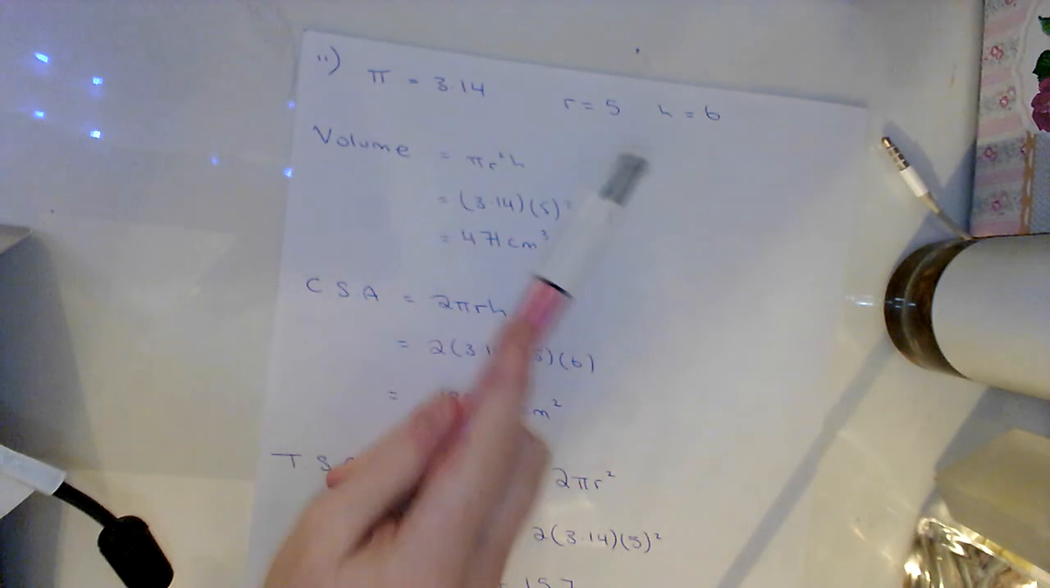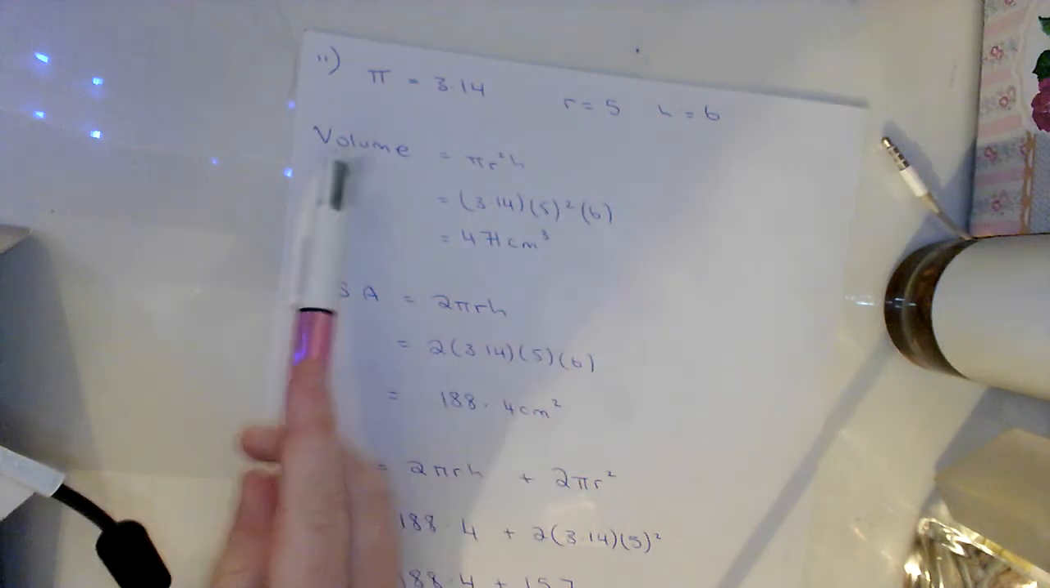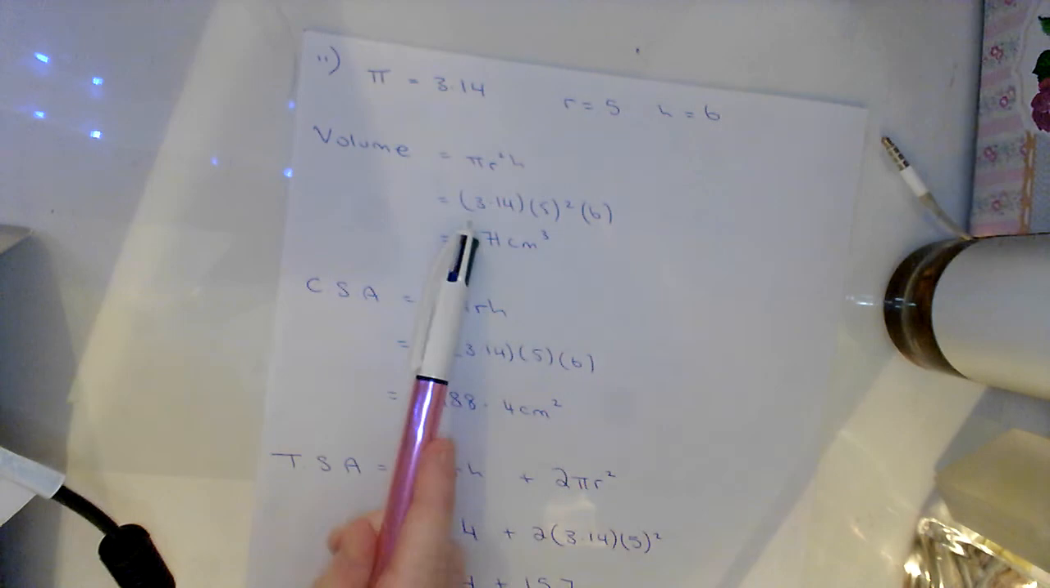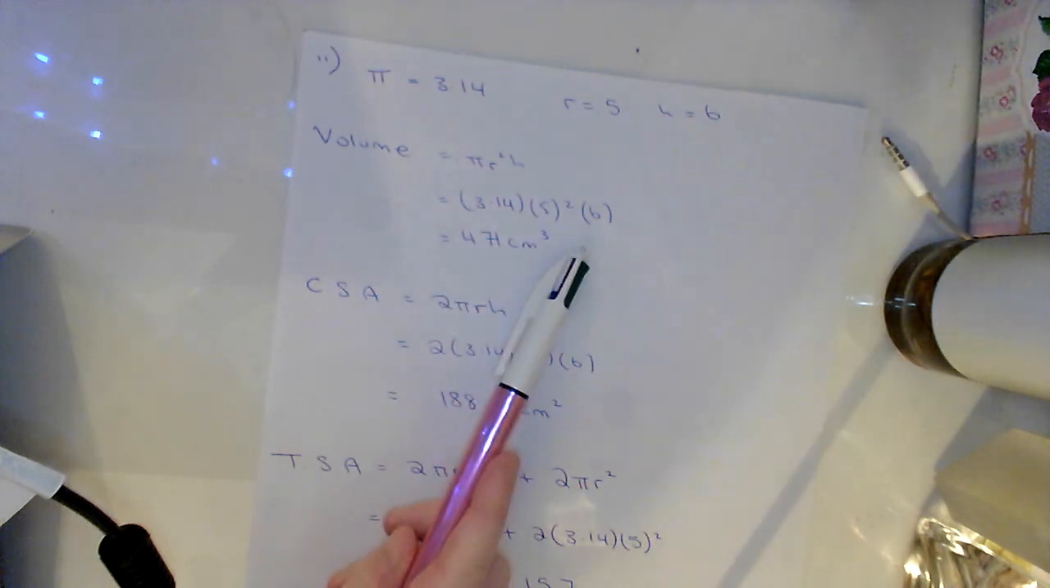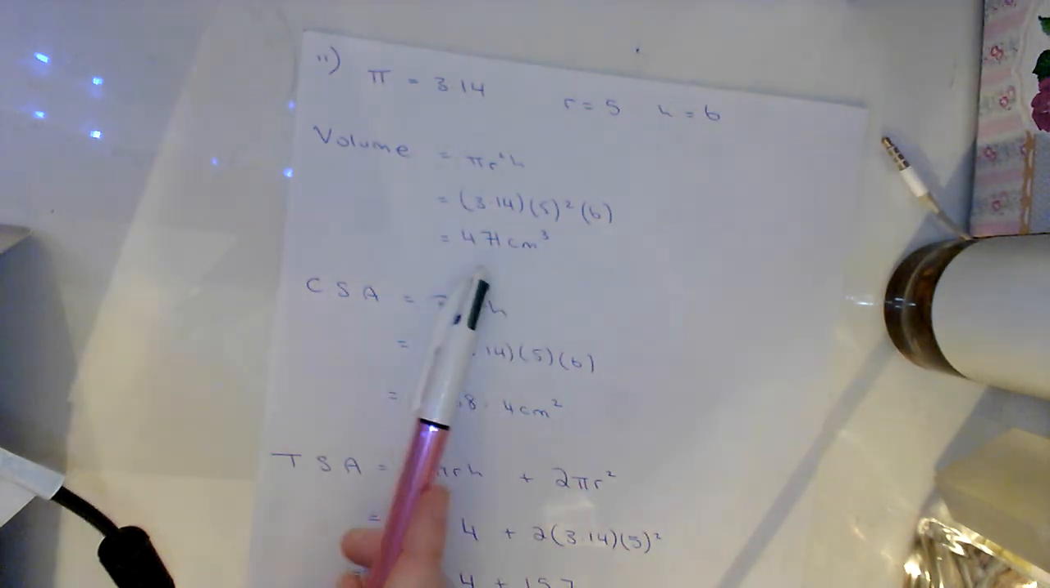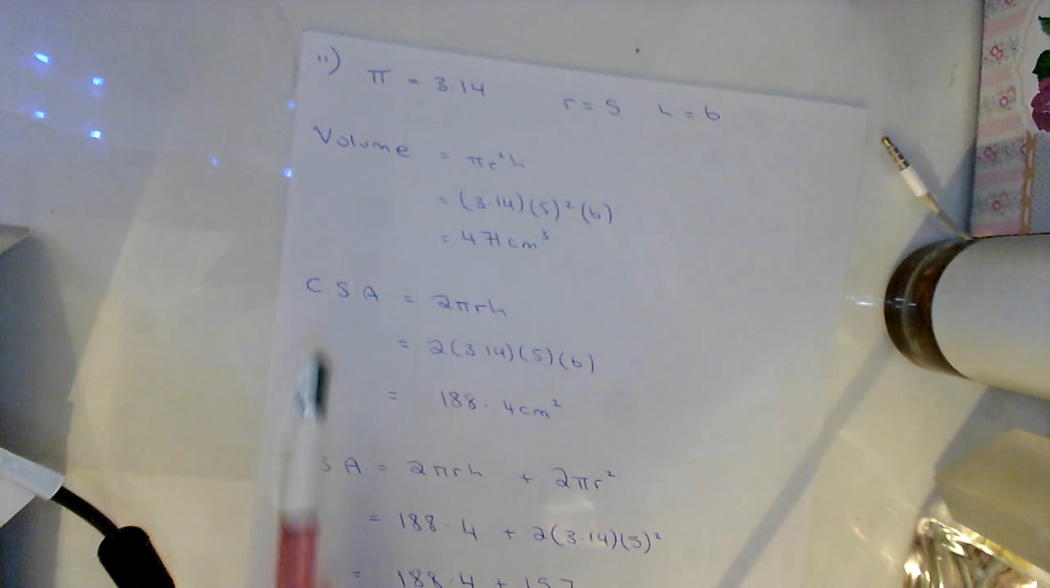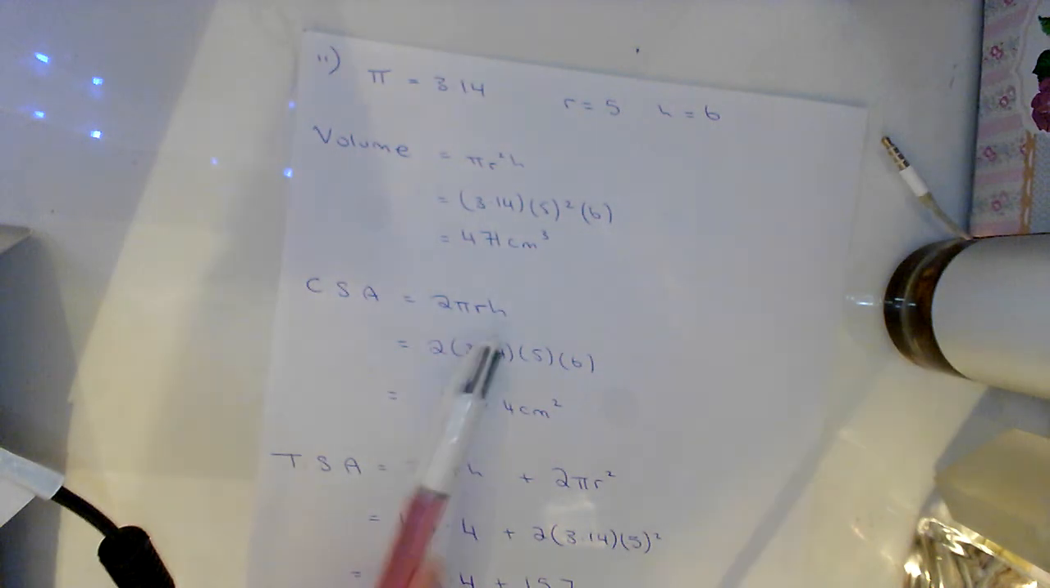Then I have my total surface area. So my total surface area is 2 pi r h plus 2 pi r squared, and I have 188.4 from before, plus 2 bracket 3.14 bracket 5 squared, which is 157, and my answer for my total surface area is 345.4 centimeters squared.